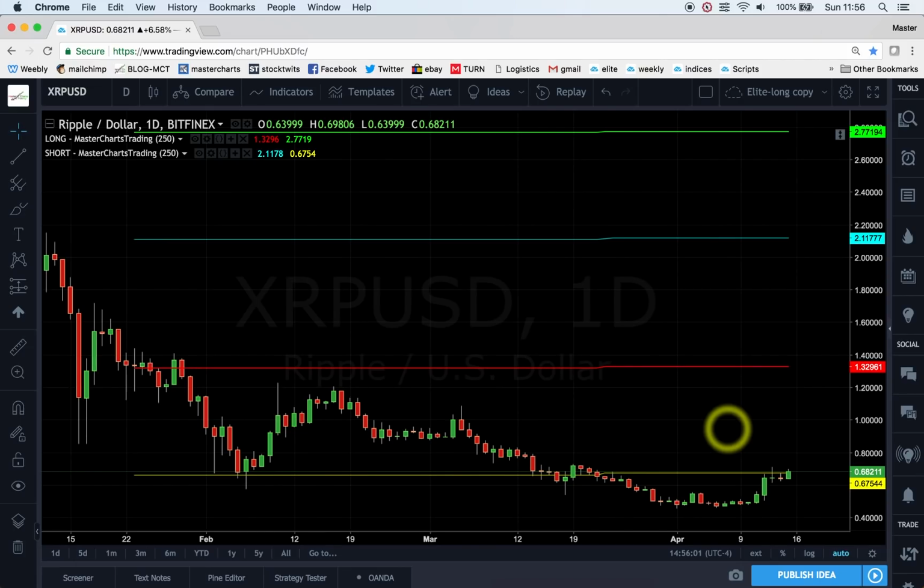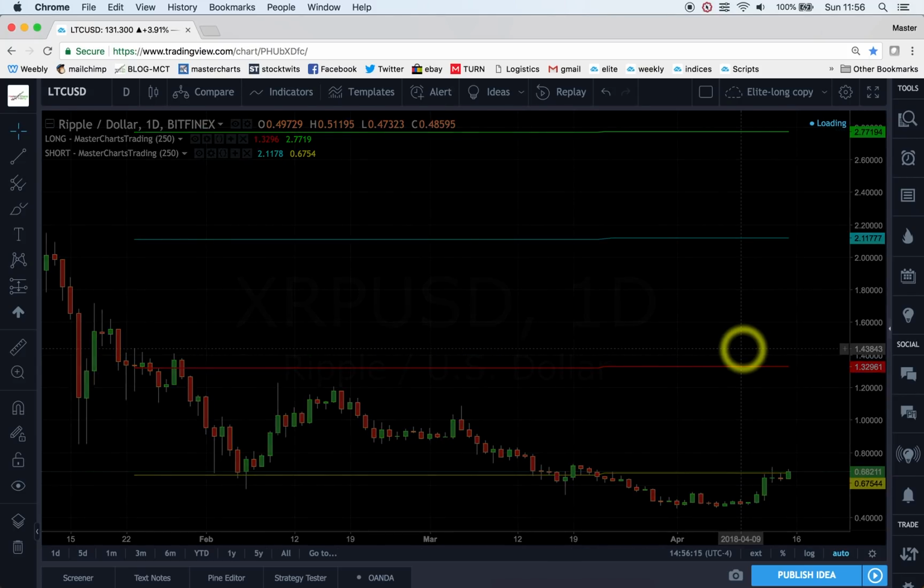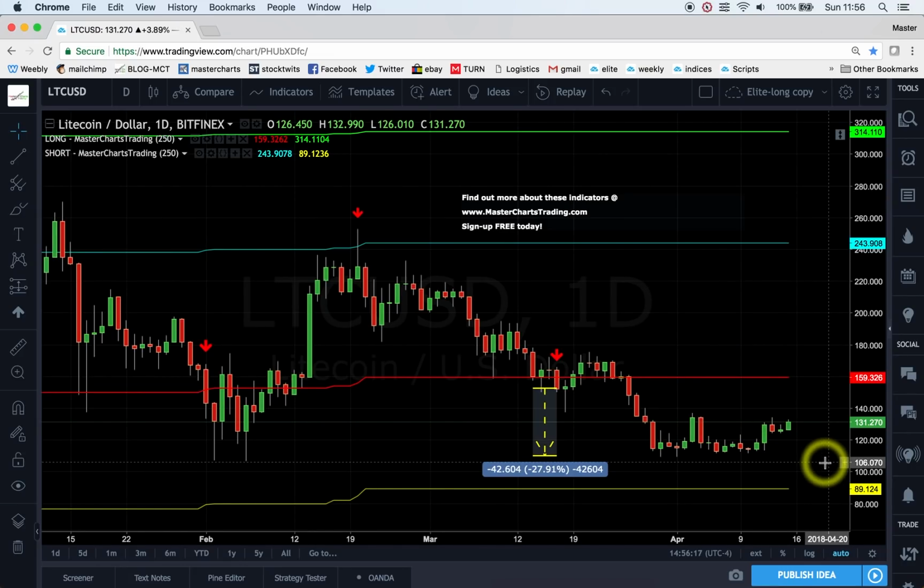XRP USD, also known as Ripple, same thing, bearish security. You can see we're trading below this yellow line. If we get a bounce, then we could short it. This could be like a nice cheap way to short cryptos. And here's Litecoin, LTC USD. Technical picture here is bearish.